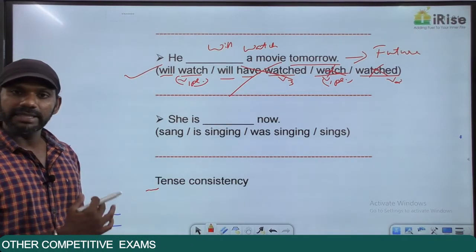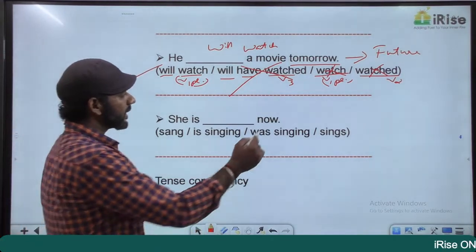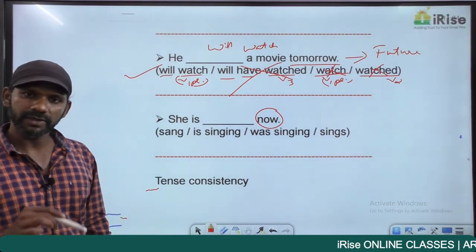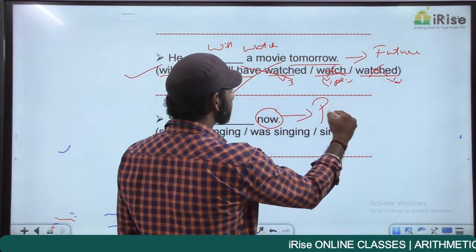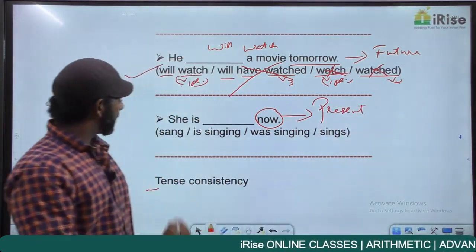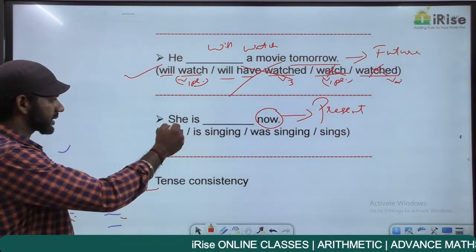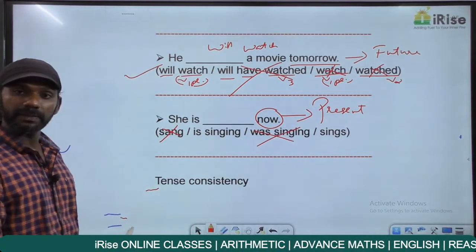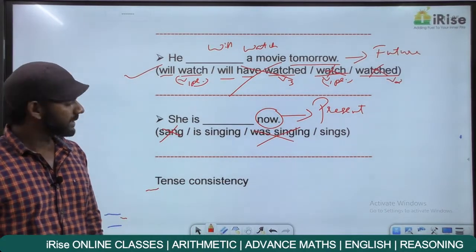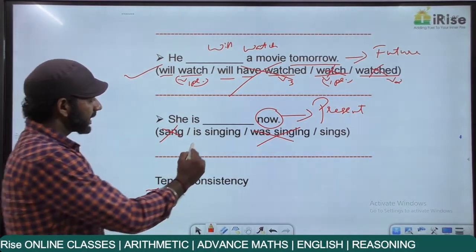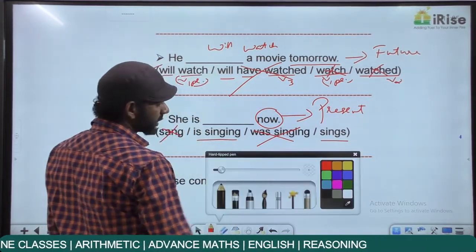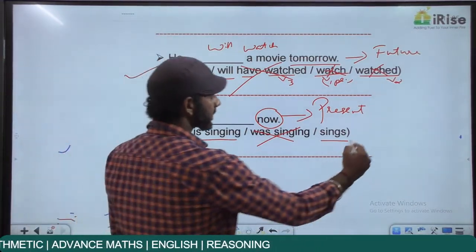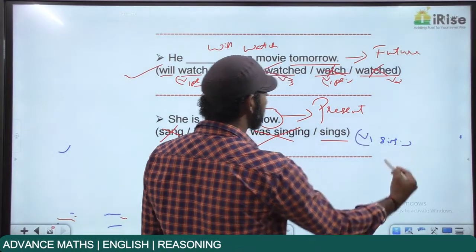She is dash now. The word now refers to present, past or future? Now refers to present, so the sentence must be in the present tense. Based on that, we can eliminate two options. Sang is V2, simple past. Was singing is was plus V1 plus ing, past continuous, eliminated. Now we have just two options left. Is singing and sings. Is singing is is plus V1 plus ing, present continuous. Sings is V1 singular, simple present.